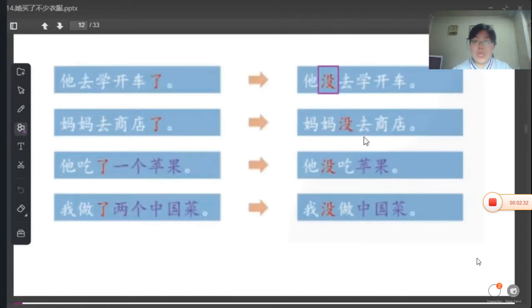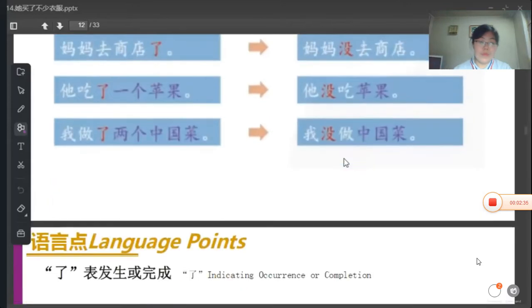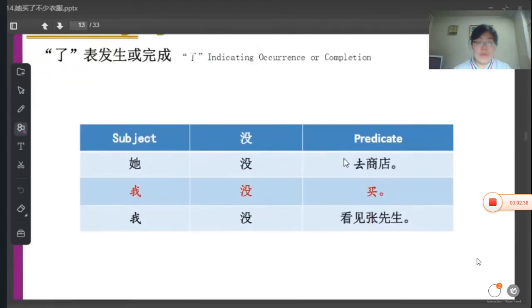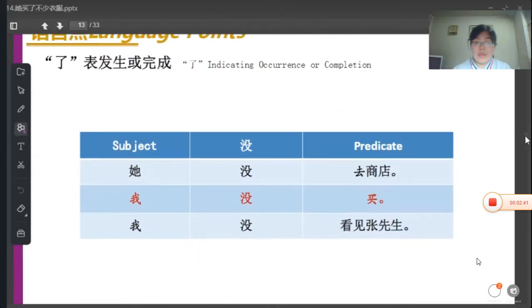Such as this form: subject plus méi plus predicate. And the predicate includes a verb plus others, to do something. Actually, the predicate shows us to do something. 去商店, go to the shop. 买, buy. 看见张先生, see Mr. Zhang.